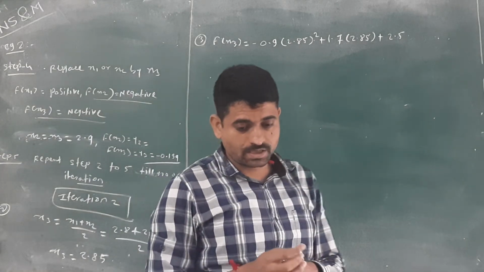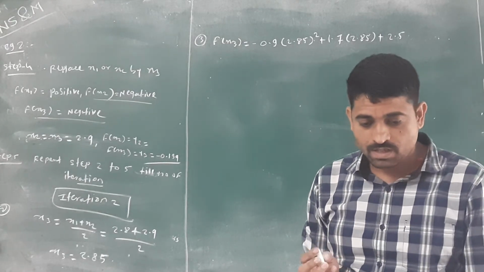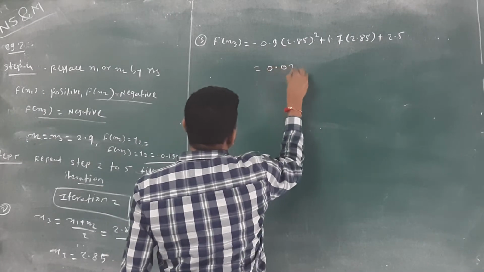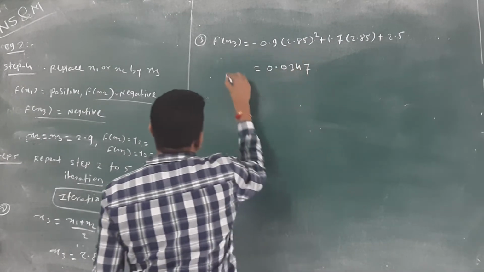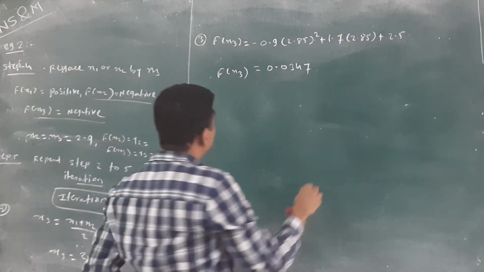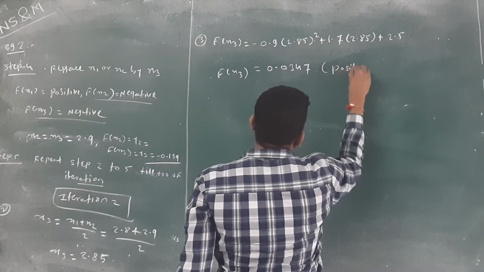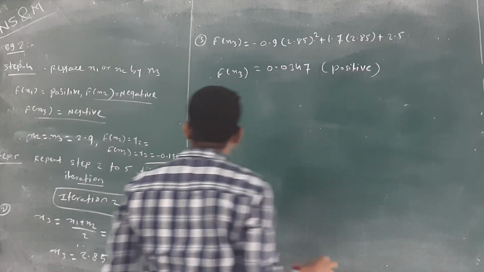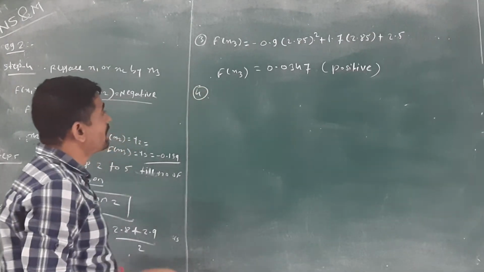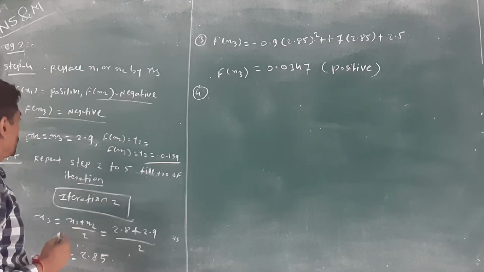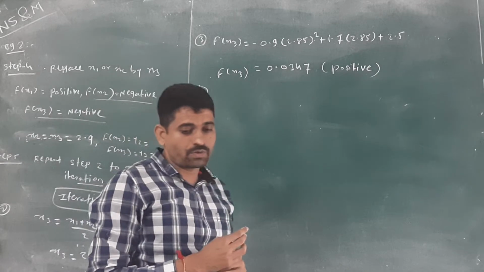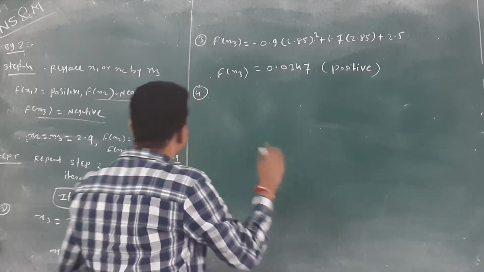Yes, we will check iteration number 2, step number 3. You will get the positive value 0.0347. We are solving that. Then in the second iteration, f of x3 is equal to this value, a positive value. Okay, this is step number 3. Step number 4, replace x1 by x3 or x2 by x3. Then again you have to check in step number 4. Okay, x1 is positive.